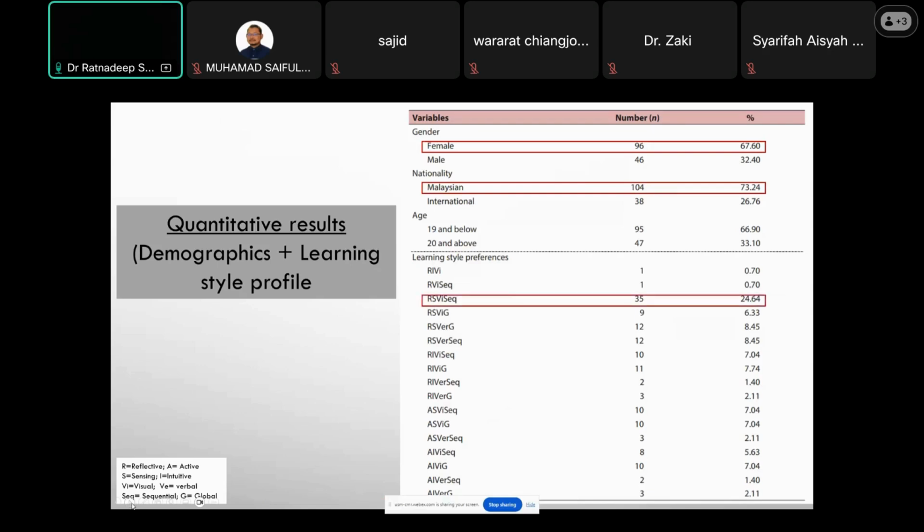And they showed a preferred combination in the form of RSVISEQ. That means this is the combination of reflective sensing, visual, and sequential. That particular choice has been taken by 25% of the cohort students. If you see here, there are various combinations, but the percentages are different. I'm just, in a moment, showing you how the dynamics are.